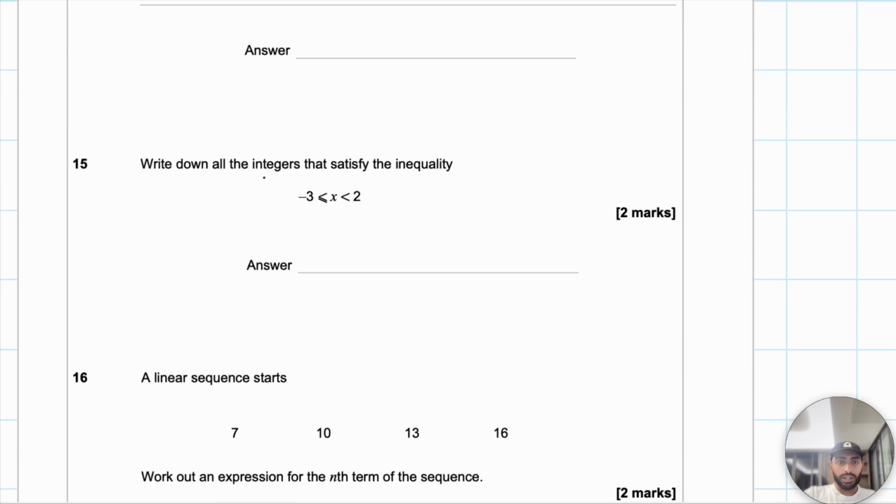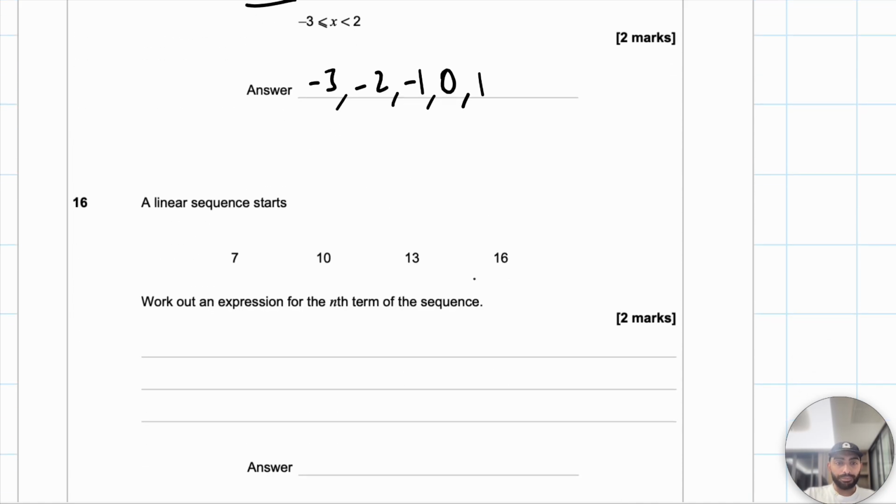Question 15. Write down all the integers that satisfy the inequality -3 is less than or equal to x and it's less than 2. Integers just mean whole numbers or your counting numbers like 1, 2, 3, 4, 5, 88, 89, 90. All of these are whole numbers. So we're looking for greater than or equal to -3. So the first number would be -3, then -2, -1, 0, 1, and it wants less than 2. So we can't have 2. 1 would be the largest number.